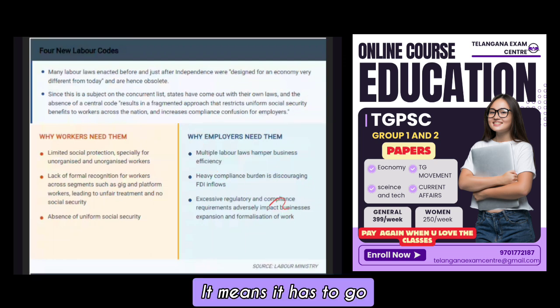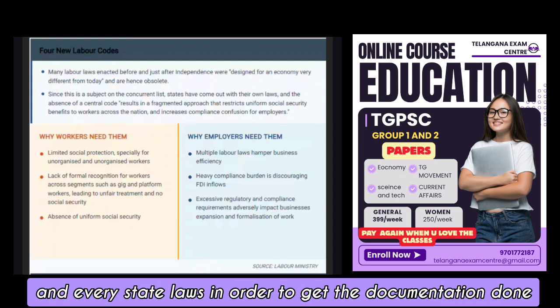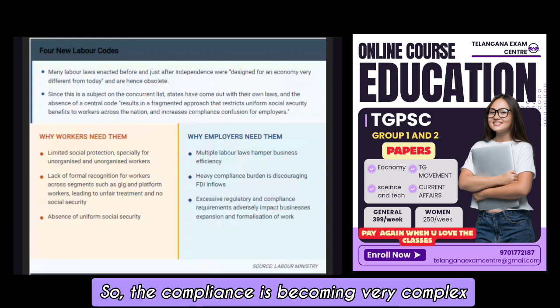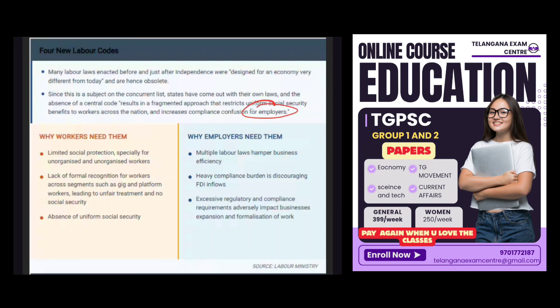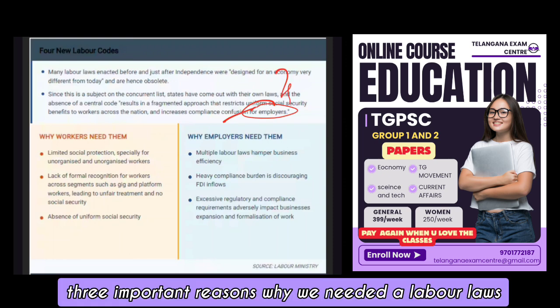Basically, it means it has to go and do the scrutiny of each and every state's laws in order to get the documentation done. That is the reason what is happening. The compliance is becoming very complex and very lethargic, and tiresome for the employers. So these are the three important reasons why we needed new labor laws.